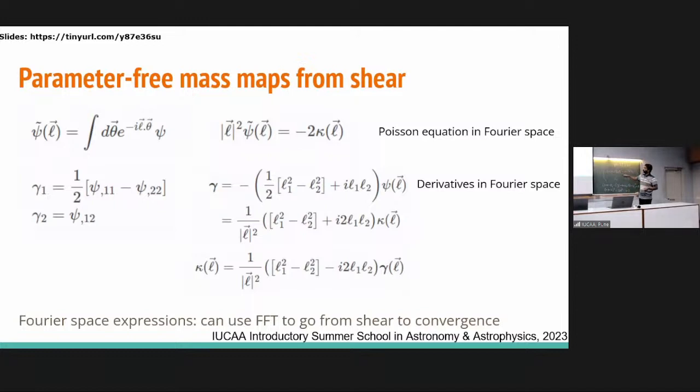Okay? So the shear now is related to the potential, and here the potential is related to kappa. So what I can do is use this equation in order to relate the shear and the kappa.